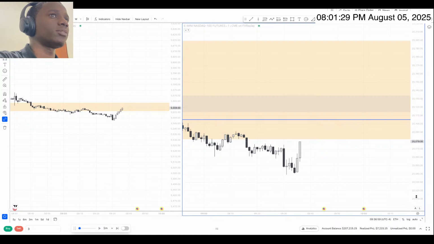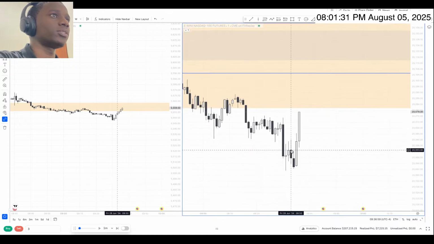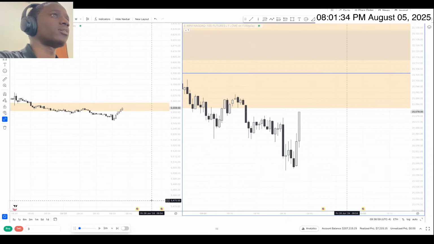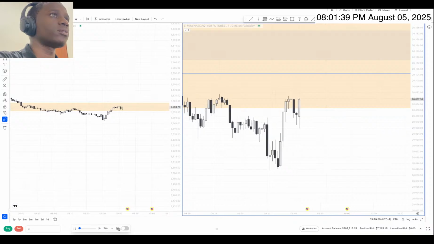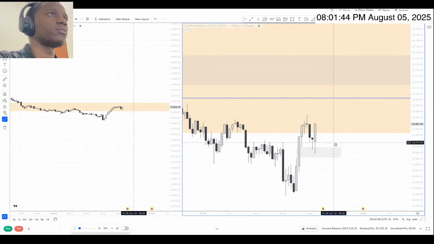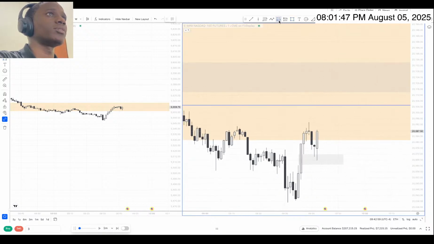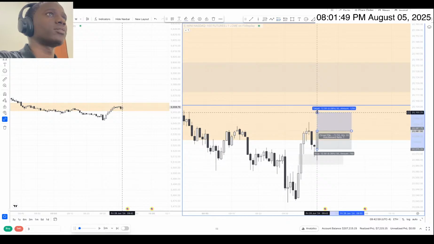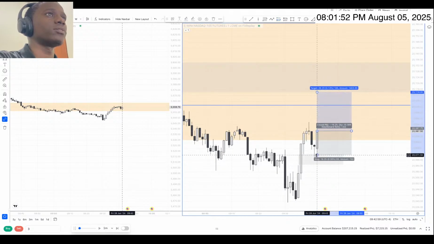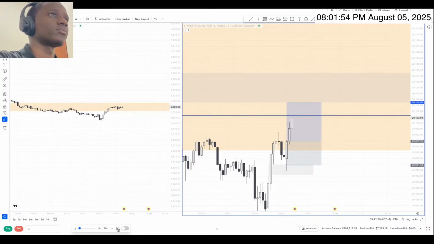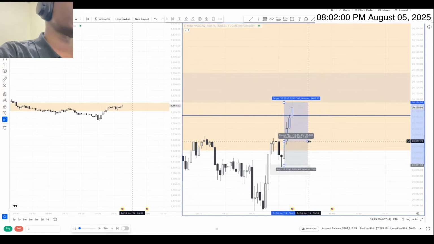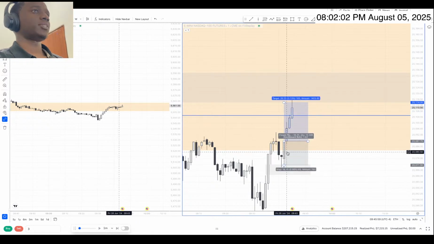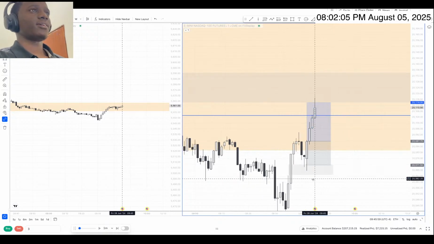Down to 1 minute. Change in state right here. Would look to reach this gap here. That is good. And the funny thing is, we didn't take this trade. I just did this to paper trade it and it just hit TP. Funny thing.